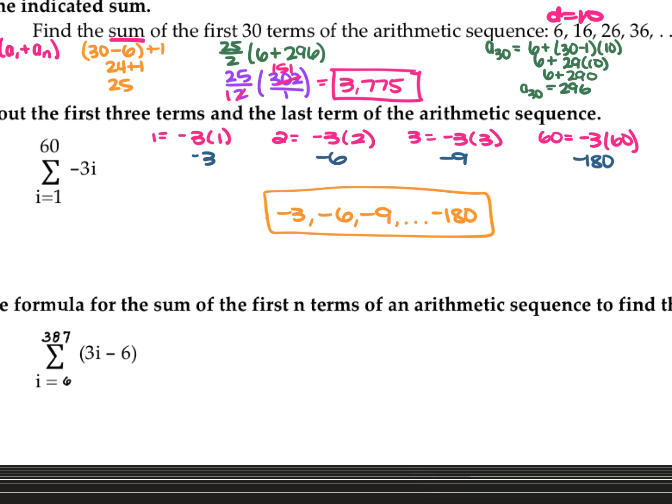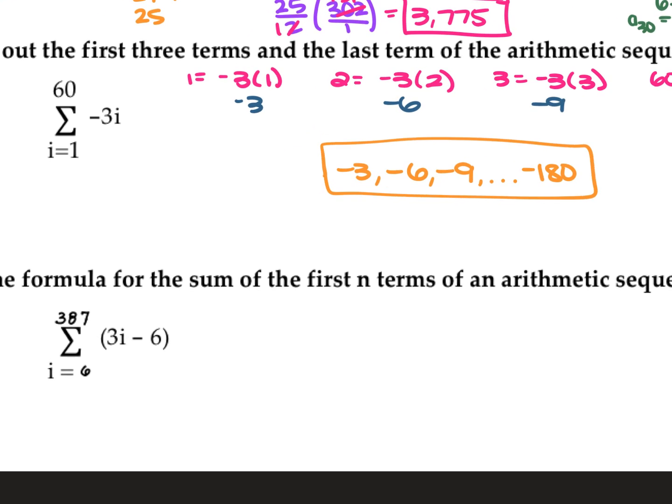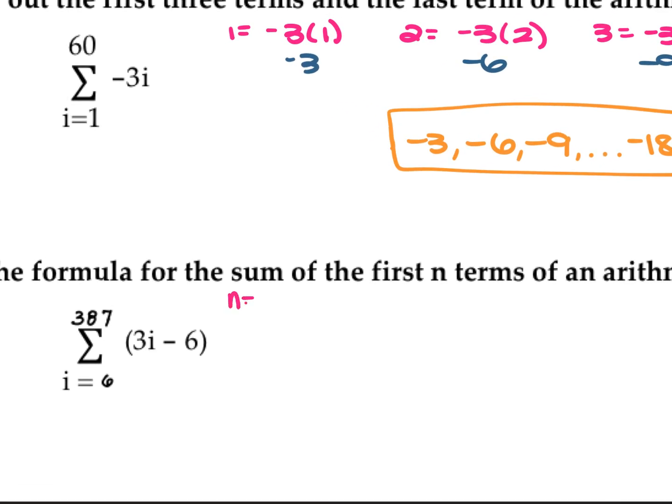For 15, it tells you to use the formula for the sum of the first n terms of the arithmetic sequence to find the indicated sum. So this one gives you i is equal to 6, going up to 387, with the rule 3i minus 6. So for this, the first thing you want to do is find n. So n is going to be 387 minus 6 plus 1. Your 387 minus 6 gives us 381. If you add 1 to that, that means n is equal to 382.